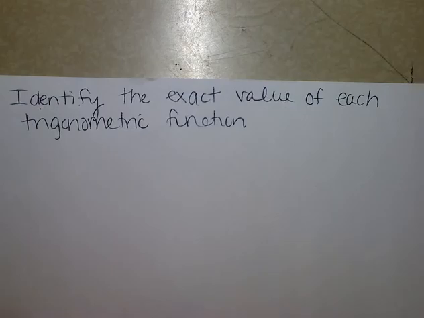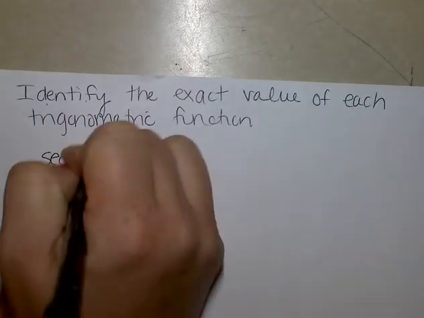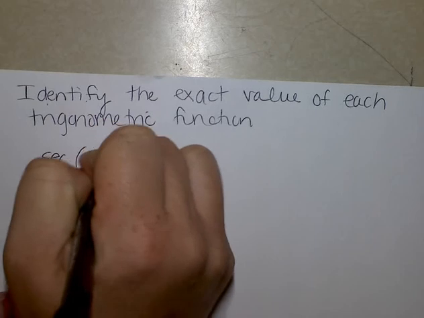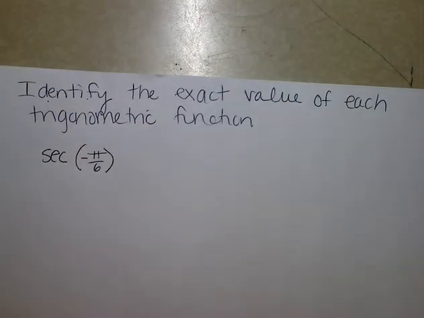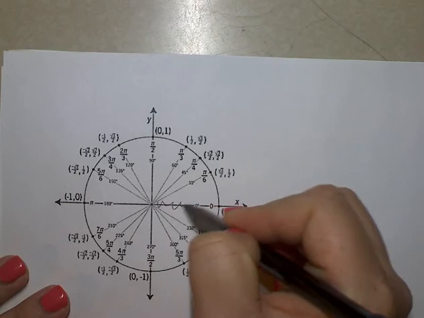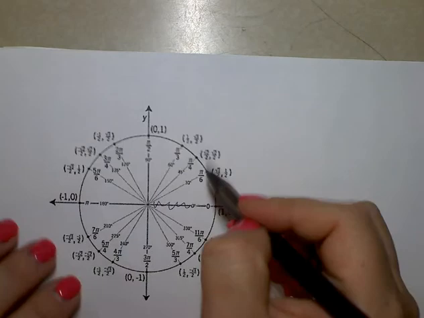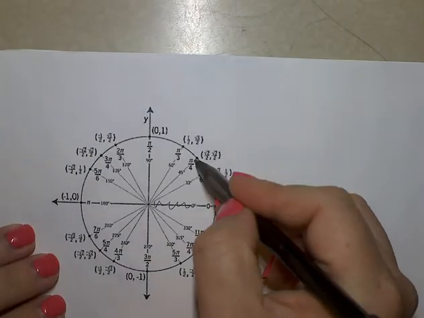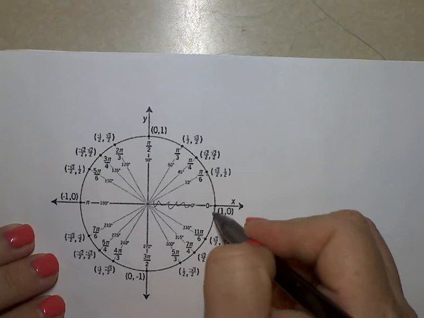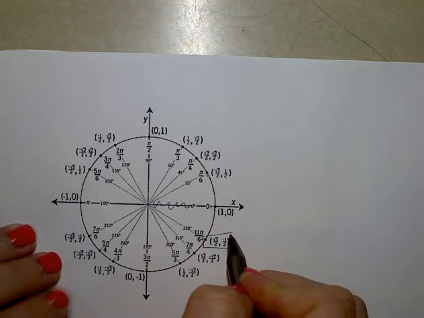Identify the exact value of each trigonometric function. So we're going to start with the secant of negative pi over 6. First, pi over 6 is right here in this location. From your starting line, you go up 30 degrees, or up pi over 6, but it says a negative pi over 6, which means instead of going counterclockwise, I go clockwise for that length. This is the location that I'm currently at. This is negative pi over 6.